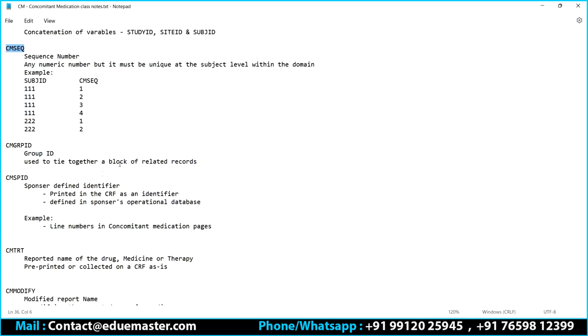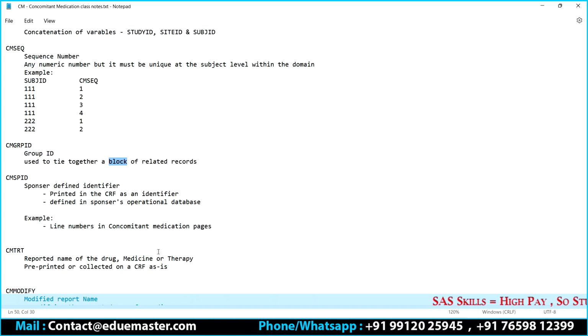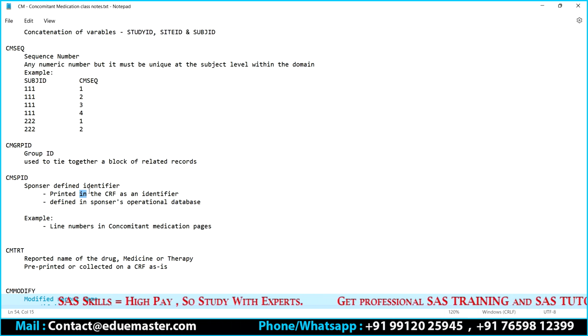Group ID, we can tie a group of related records together. All the people who are taking aspirin, all the people who are taking dolo, all the people who are taking some other medicine which is related there, right? So we can give a tag to them. That is nothing but your group ID. Sponsor defined identifier is defined by your sponsor. It is going to be printed in your CRF or it is going to be maintained by your sponsor's operational database.